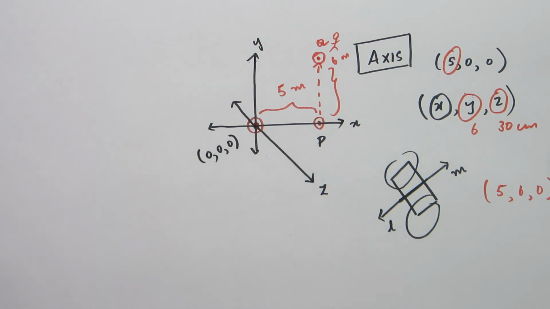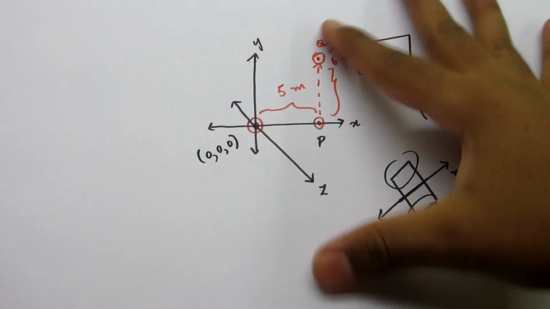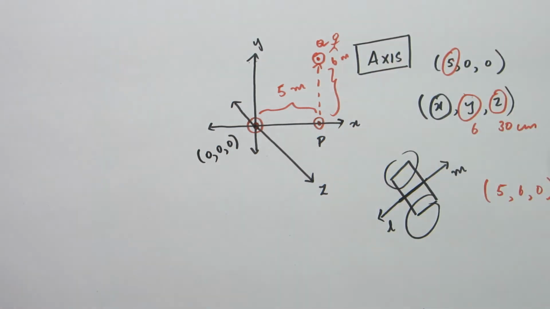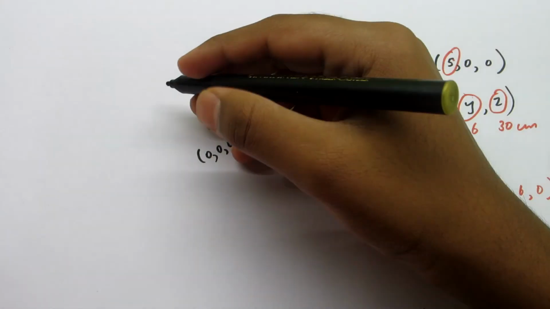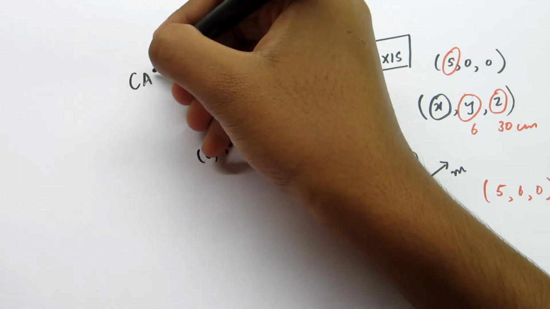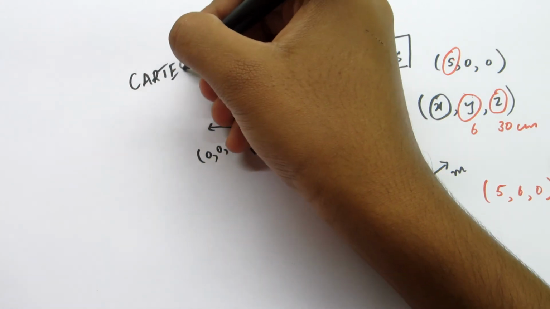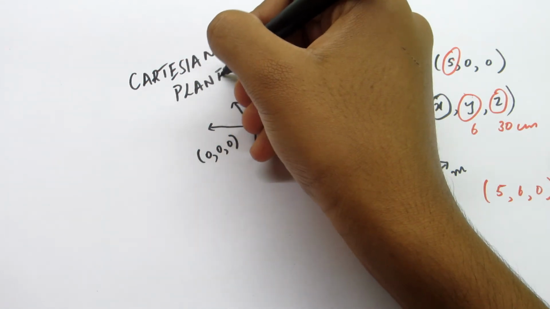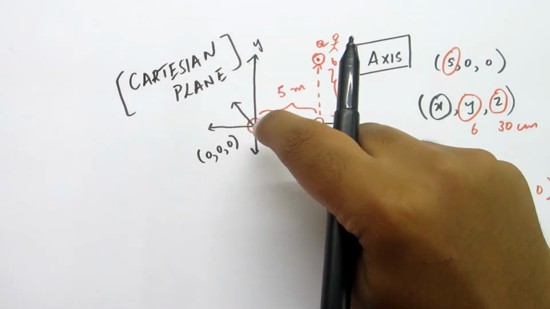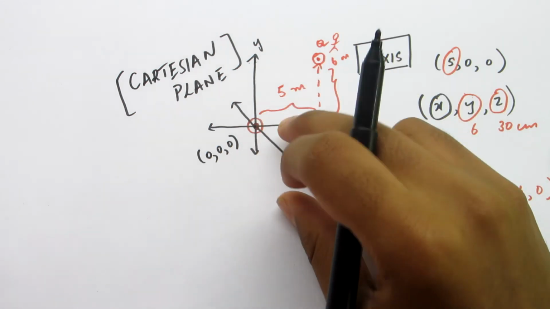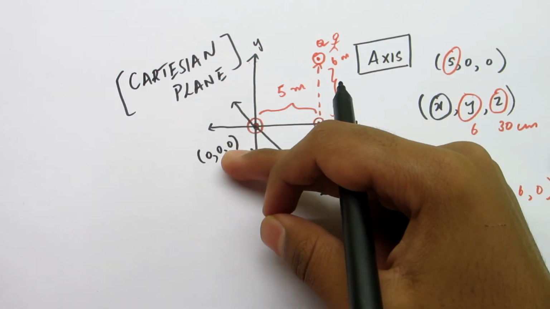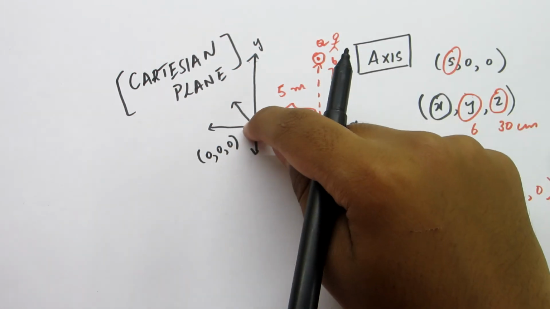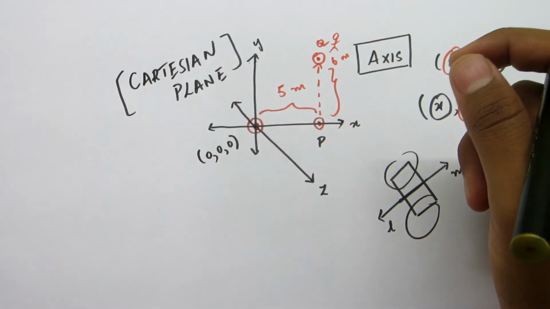When I say this entire setup, it is called the Cartesian plane. Let me write that down. And this point of incidence of the three lines is called the origin, and it's represented by 0, 0, 0, because you're not traveling along any line, you're at the starting point.